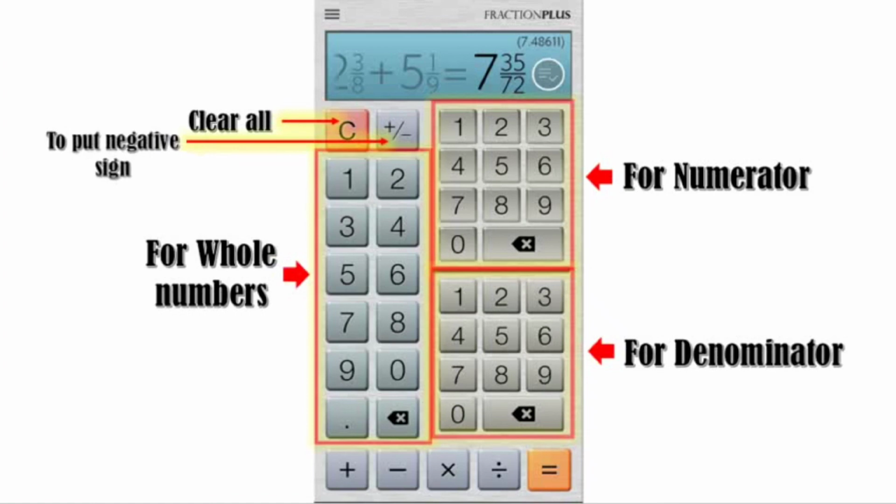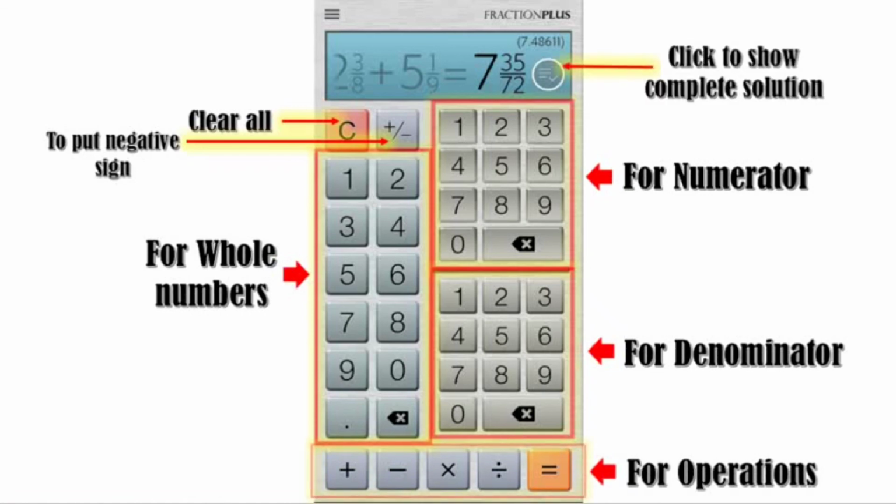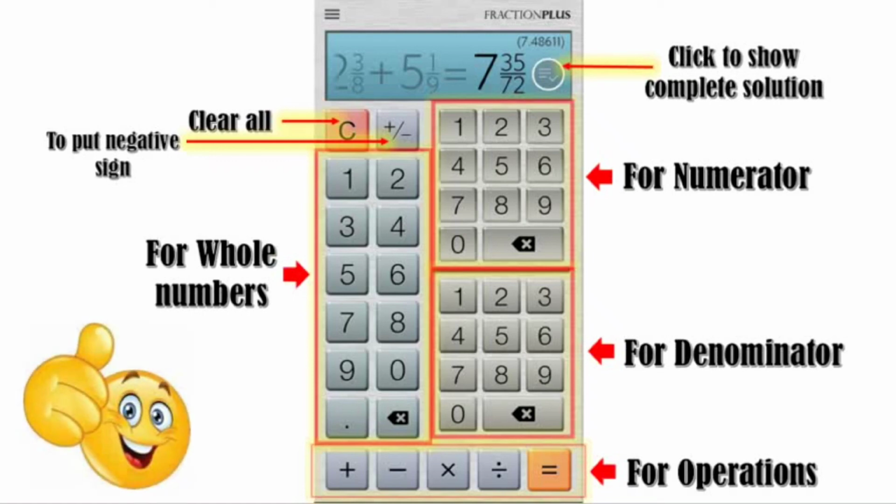Click this to clear all. And then this one to put the negative sign. While this is for the operations. And click this one to show the complete solution. And then, that's it.